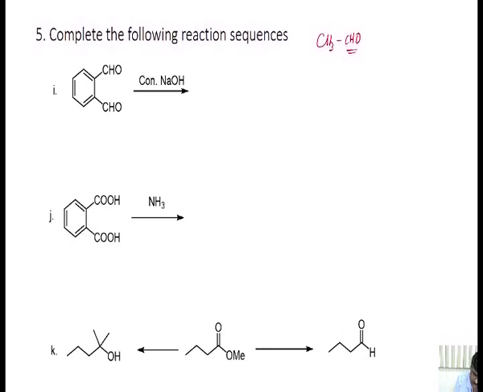On the other hand, when the aldehyde doesn't have the alpha hydrogen atom, like formaldehyde or benzaldehyde, these aldehydes, when you react with a strong base like sodium hydroxide or potassium hydroxide, can undergo self-oxidation and reduction to give a mixture of carboxylic acid and alcohol, which is known as the Cannizzaro reaction.